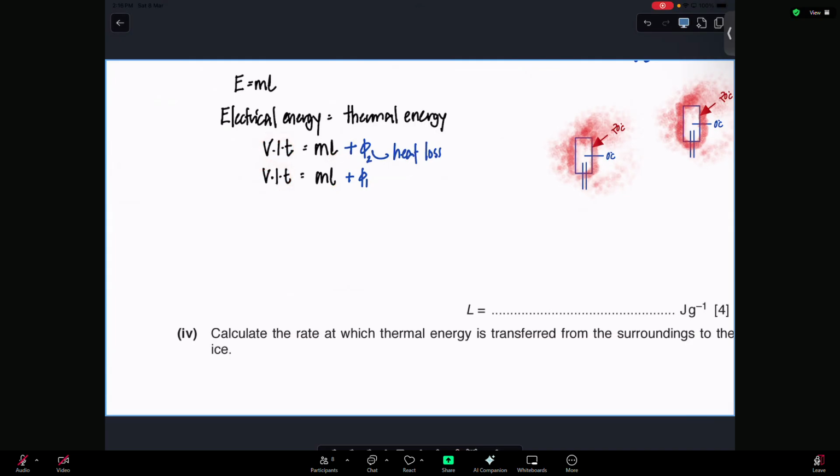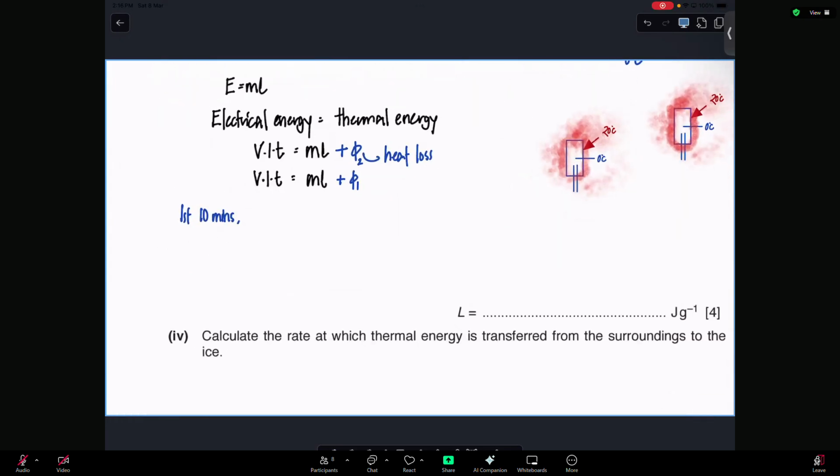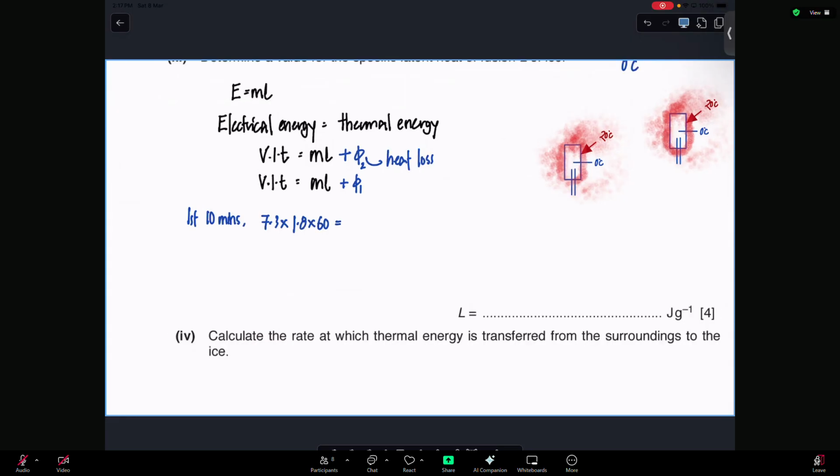So for the first 10 minutes, okay? First 10 minutes, what is the math going to be? VIT. Who can tell me what the voltage was? From the table, 0.2, 7.3 into current, 1.8 into time, which is 60 seconds, equals the mass of the ice that melted.